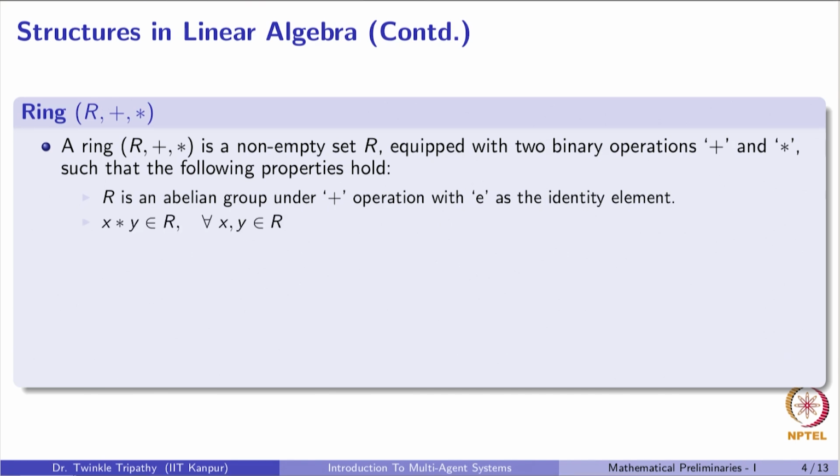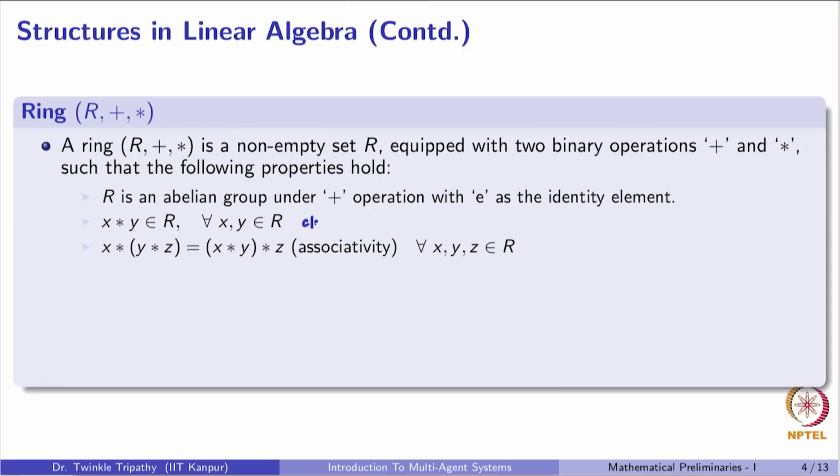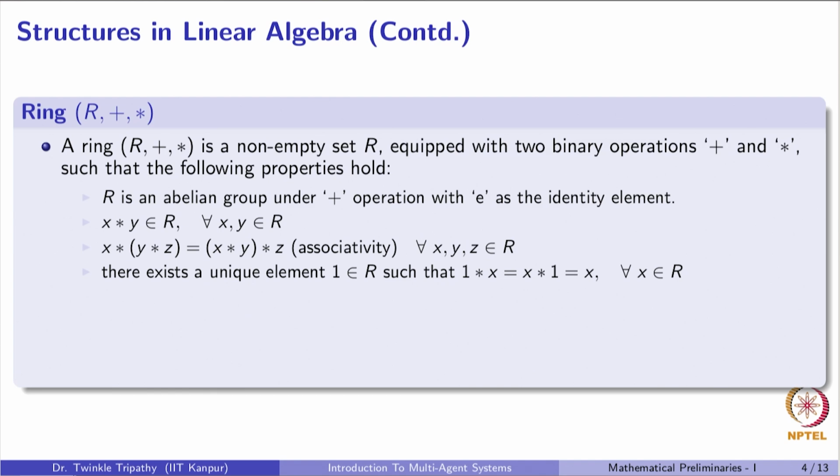Of course, now the next operation is the multiplication operation. For the multiplication operation, the first property that must hold is the closure property. Let's write it here. If we multiply any two elements within the set, the product of it must remain in the set itself. The second property is associativity. So, with respect to multiplication, associativity should also hold. And the third point is the existence of a unique element 1 such that 1 when multiplied with x should give us back x itself for every element in the ring.